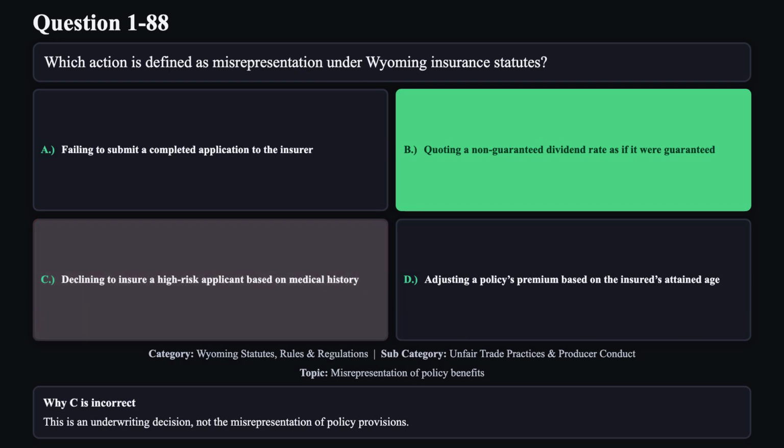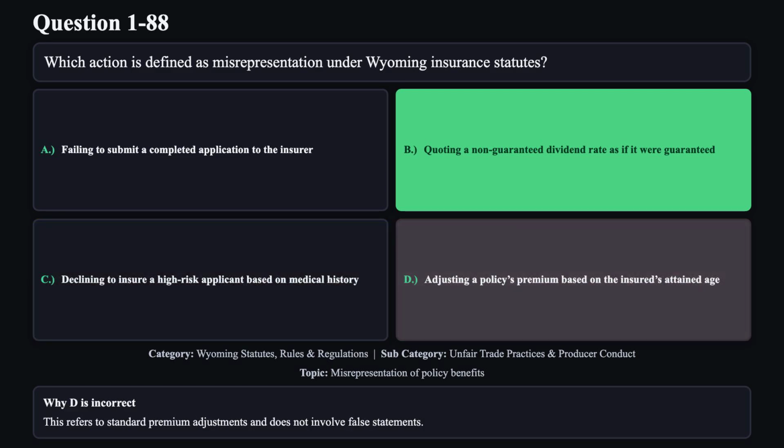Reason C is not correct. This is an underwriting decision, not the misrepresentation of policy provisions. Reason D is not correct. This refers to standard premium adjustments and does not involve false statements.